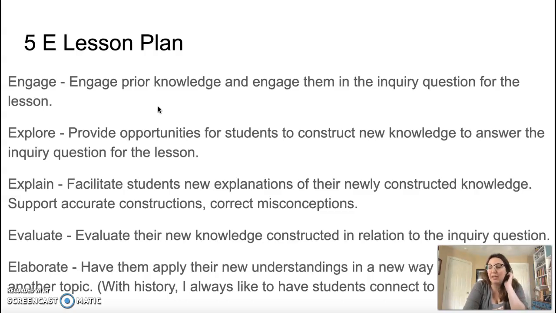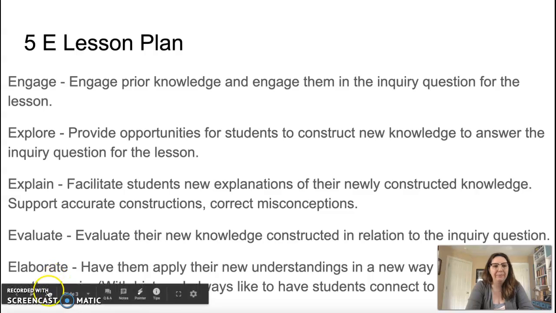And then elaborate. In social studies, we flip the two. Sometimes in science, I know you do the elaborate first, but we flipped them for a few different reasons. But for the elaborate, you're going to have them apply their new understandings in a new way by connecting it to another topic. So, I always like to say if you're studying something in history, during the elaborate, you could say, well, how does this impact us today? Or how is this alike or different than the way things are today? So kind of connecting it to a new topic is always a good idea.